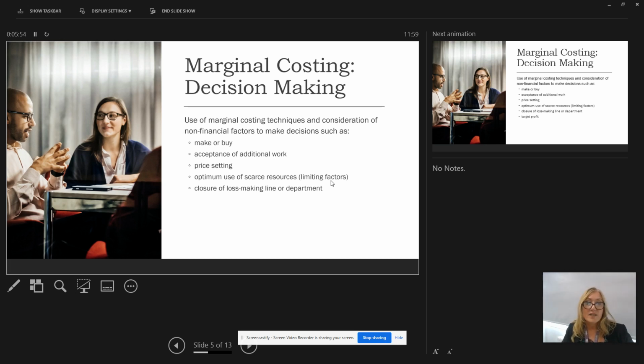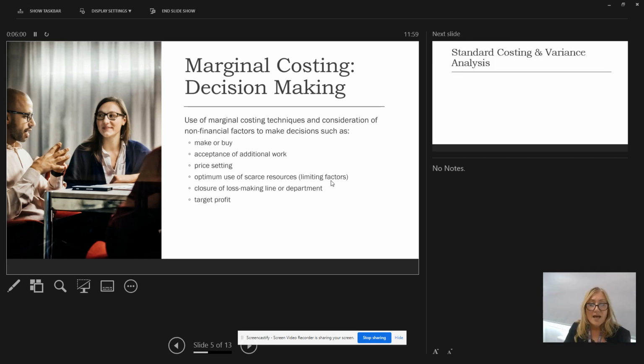Other issues with closing a loss-making line or department, what else are you going to do with the space? Are your products dependent upon one another, and so on?